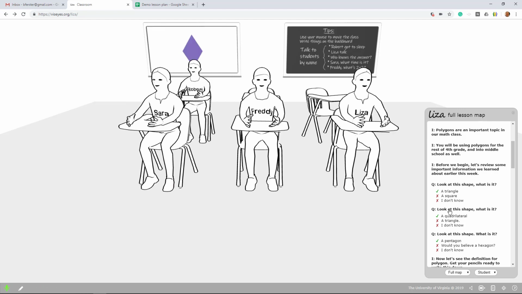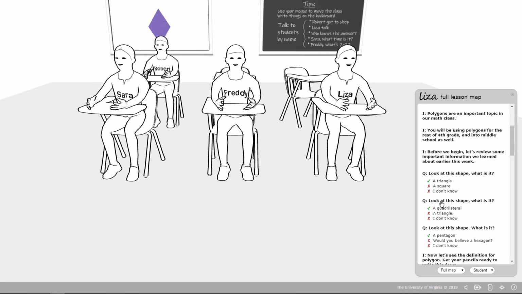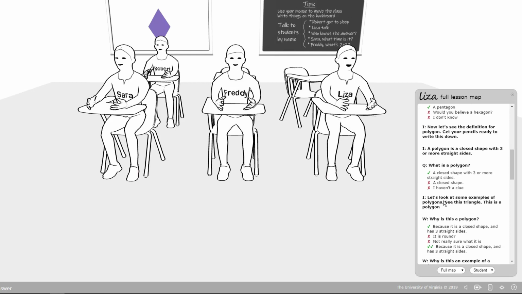Okay, so then I finally went to this one. Let's go to a different one. Look at this shape. What is it? A triangle. They were wrong again there too. And look at this shape. What is it? I don't know. They're wrong again, and eventually they'll come up with the idea. Look at this shape. What is it? A quadrilateral. So eventually they do find it, things like that.